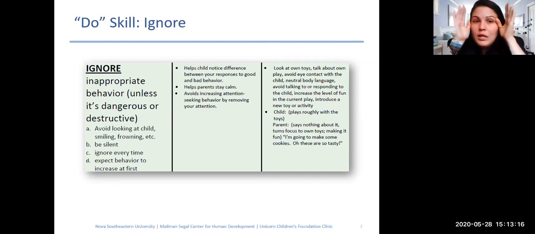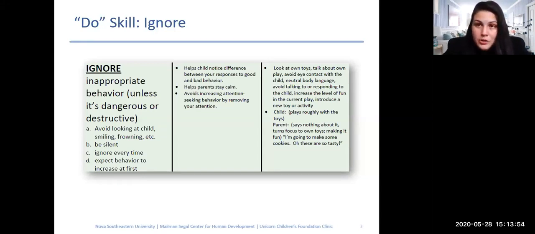And you're going to ignore that inappropriate behavior, right? Again, unless it's dangerous or destructive. So I'm not saying ignore throwing of objects, self-injurious behaviors, elopement. We don't want to ignore safety concerns. That we definitely want to redirect. But if it's something like whining, crying, maybe not sharing, not taking turns, being bossy, things that you as a parent don't deem a safety concern, I would go ahead and follow these steps to ignore.